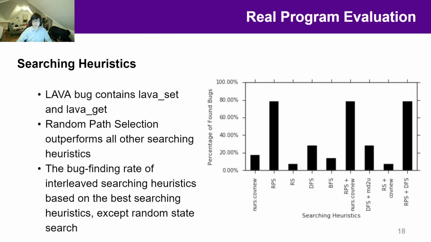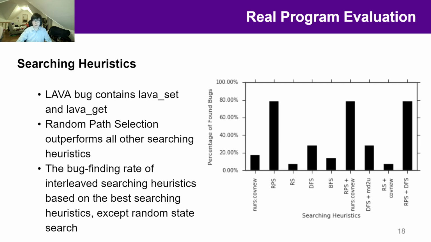In our experiment, we tested various single search heuristics as well as several combinations of these heuristics. We found random path selection outperformed the other methods. An interesting finding of interleaved strategy is that the performance of the interleaved searching strategies is based on the best single searching heuristic, except the random state searching.